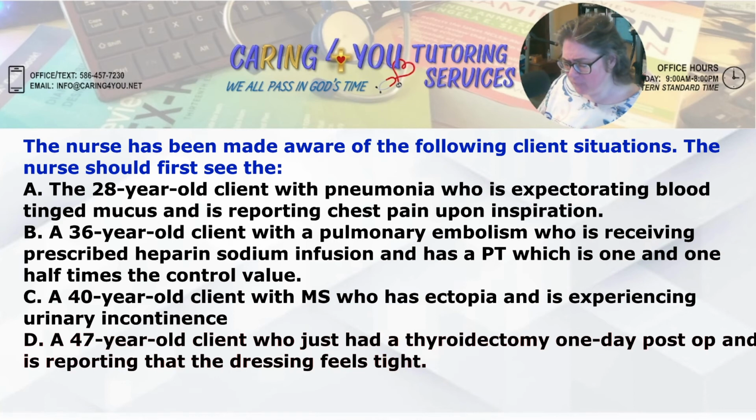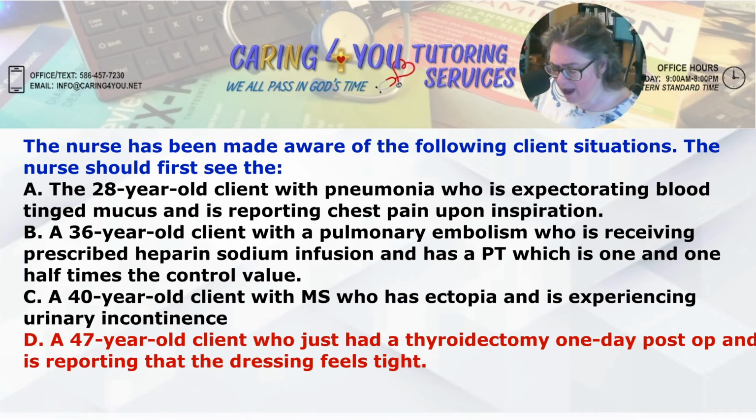All right? Now let's go over the answers again. We did not pick A because for pneumonia, this is an expected finding, and of course they're going to have pain. Pain is an expected finding with pneumonia. Don't pick it. A 36-year-old with a pulmonary emboli who was receiving prescribed heparin sodium infusion, and has a PT which is 1.5 times the control value. This is an expected finding with somebody who is receiving heparin.